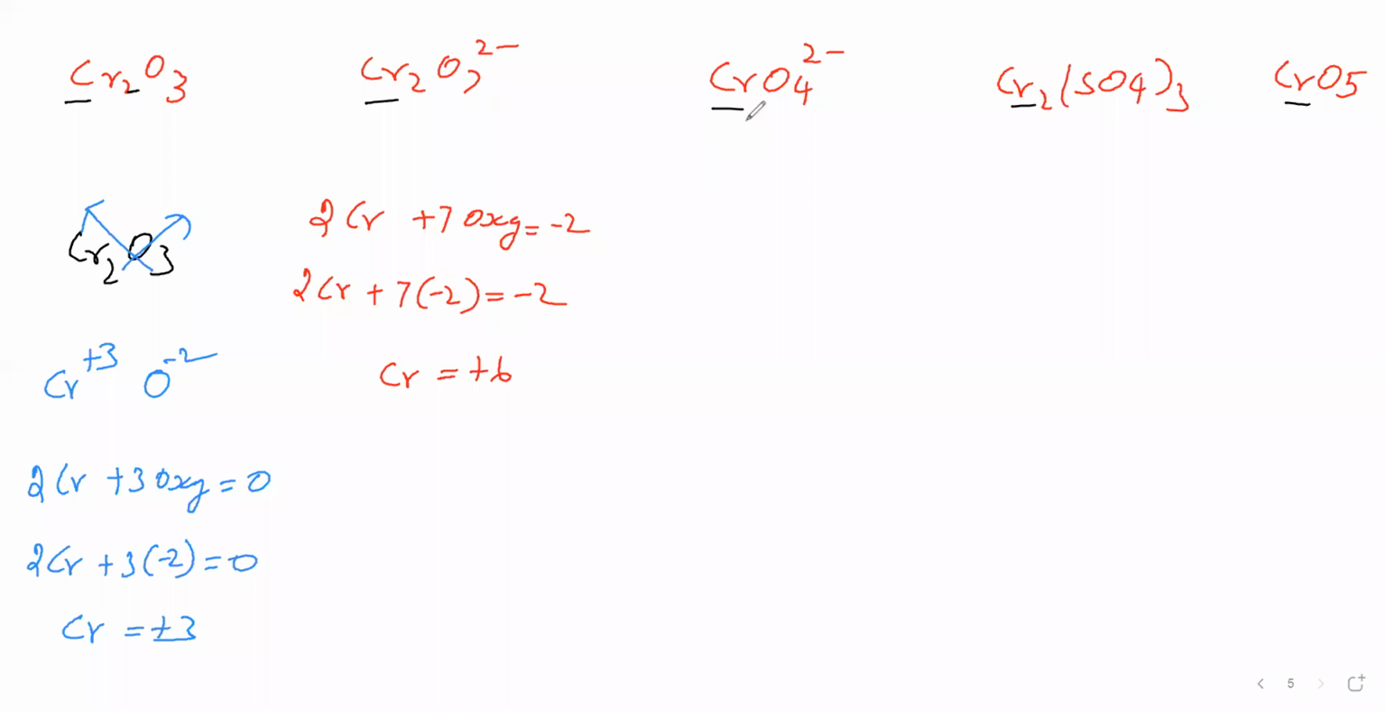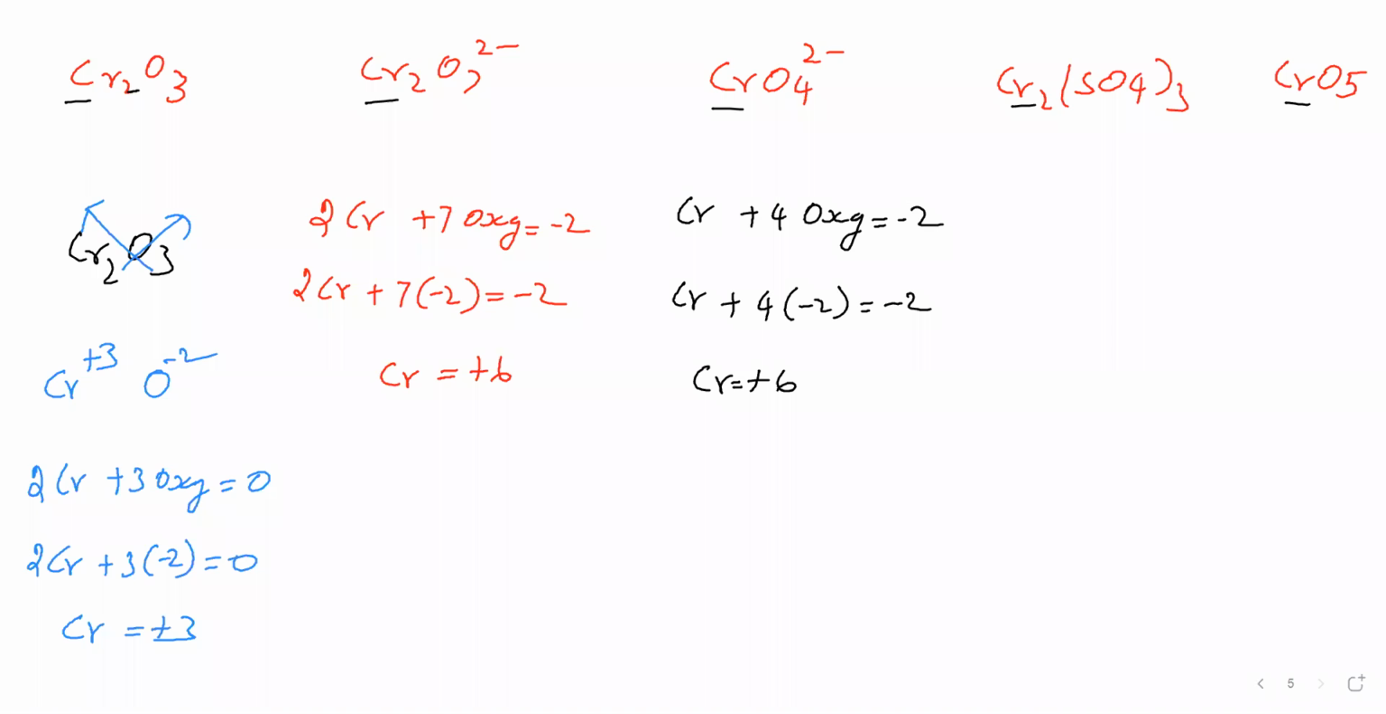Chromate. In chromate, you have to find the oxidation number of chromium. Chromium plus oxygen 4 times, net charge equal to -2. Chromium plus oxygen oxidation number -2 equals -2. So chromium is how much? +6. The chromium oxidation number is +6.